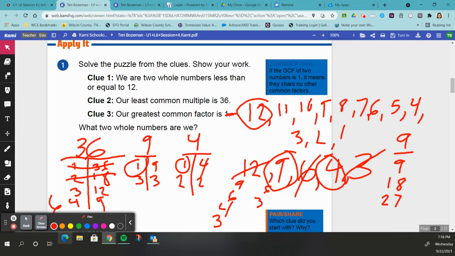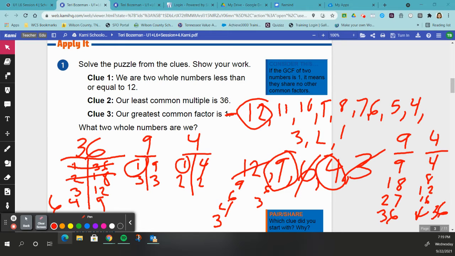So 9 times 2 is 18, 9 times 3 is 27, 9 times 4 is 36, right? And then my multiples of 4: I have 4, and then 4 times 2 is 8, 4 times 3 is 12, 4 times 4 is 16. And if I kept going, eventually I would get to 36.